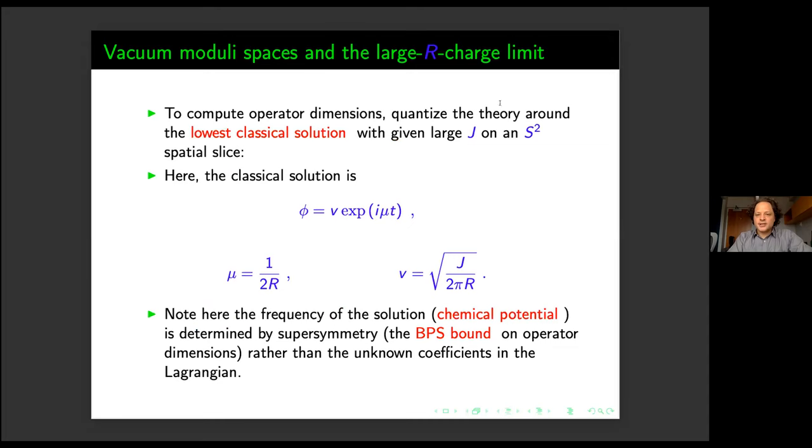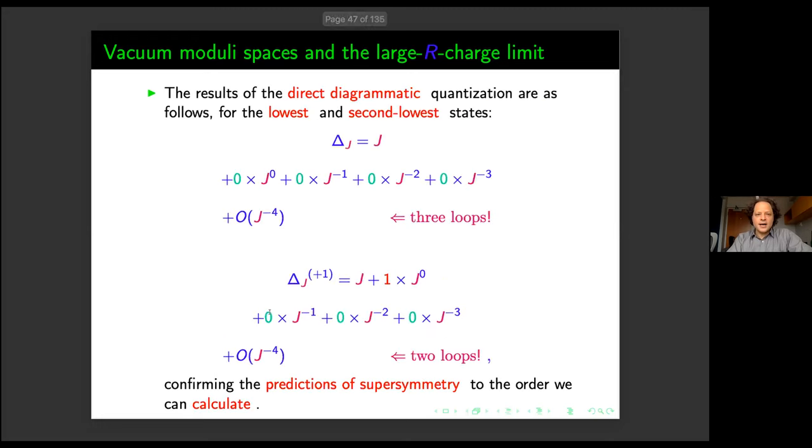So to compute operator dimensions, you quantize the theory around the lowest classical solution with given large J on an S2 spatial slice. And now the classical solution is the same sort of thing. The magnitude is fixed. The phase is linear in time with a frequency that's set by the BPS bound. So then you can do a direct diagrammatic quantization of this large R charge effective theory, as a means of calibration, to check whether the exact predictions of supersymmetry are actually confirmed to all orders, or as far as you can compute anyway.